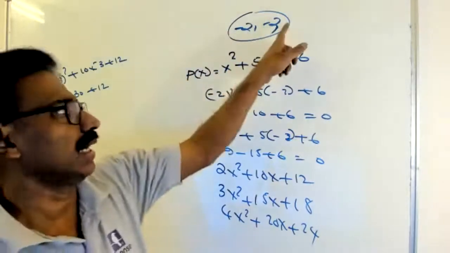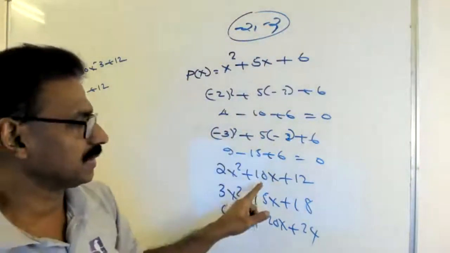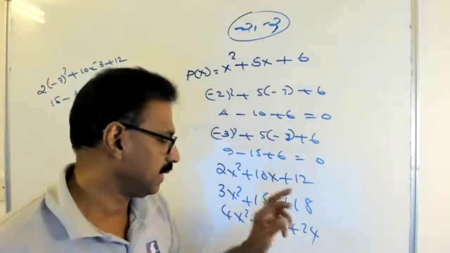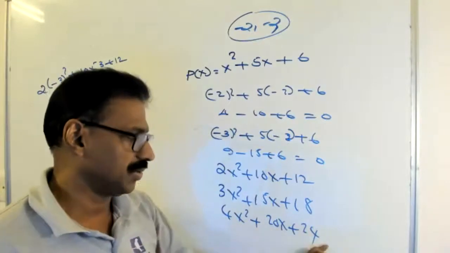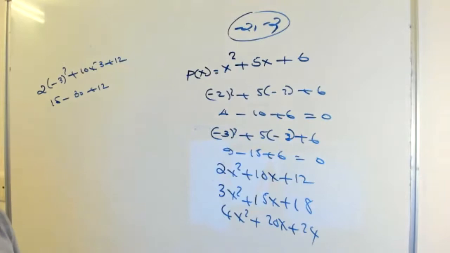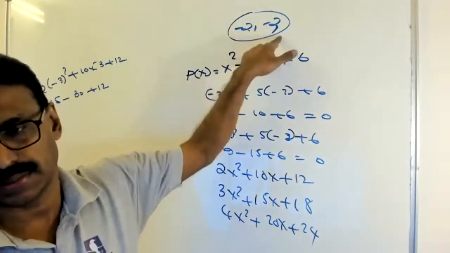Okay, that means, look here. Minus 2, minus 3 are the zeros of x squared plus 5x plus 6 and 2x squared plus 10x plus 12, 3x squared plus 15x plus 18, 4x squared plus 20x plus 24. That means we can make many polynomials, correct? We can form many polynomials with minus 2 and minus 3.